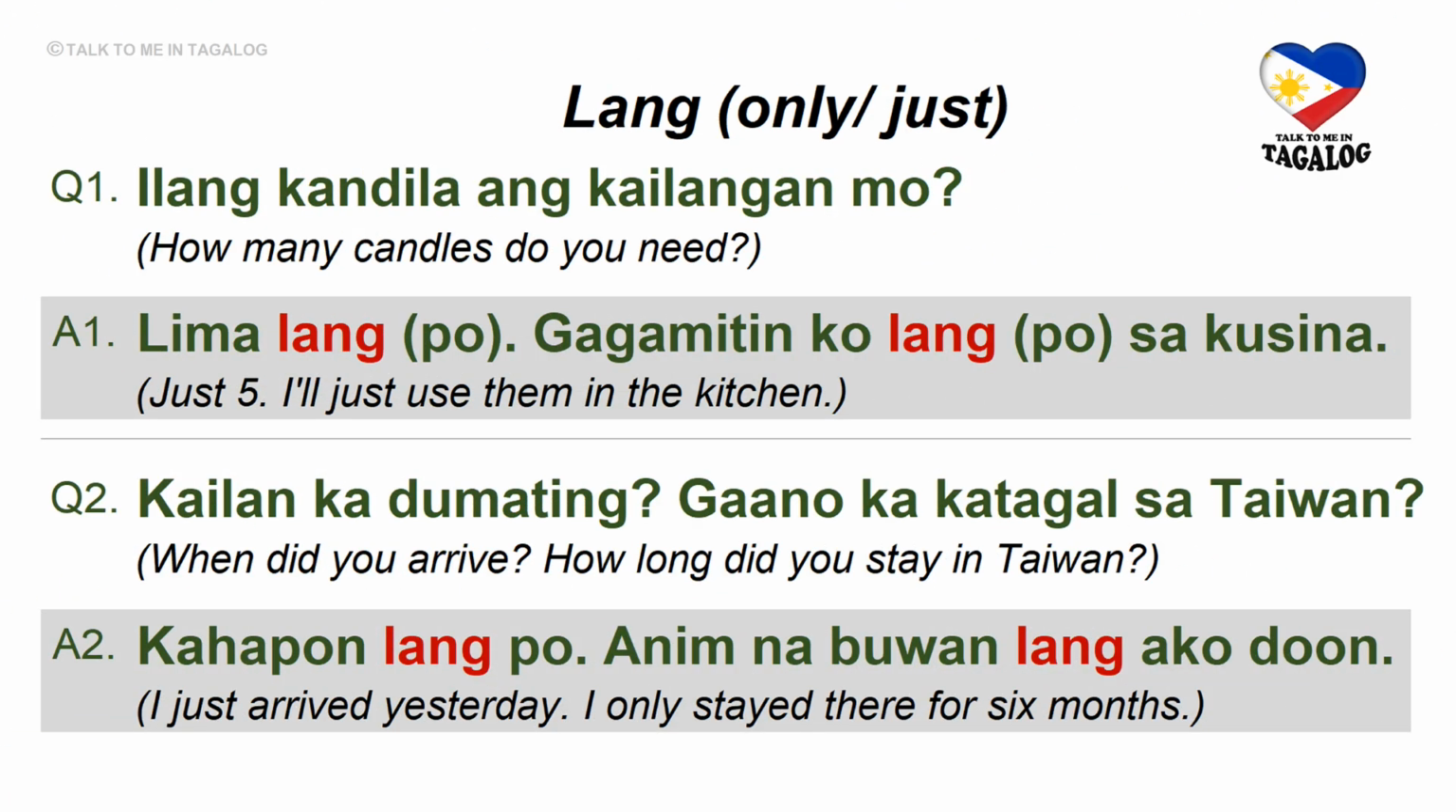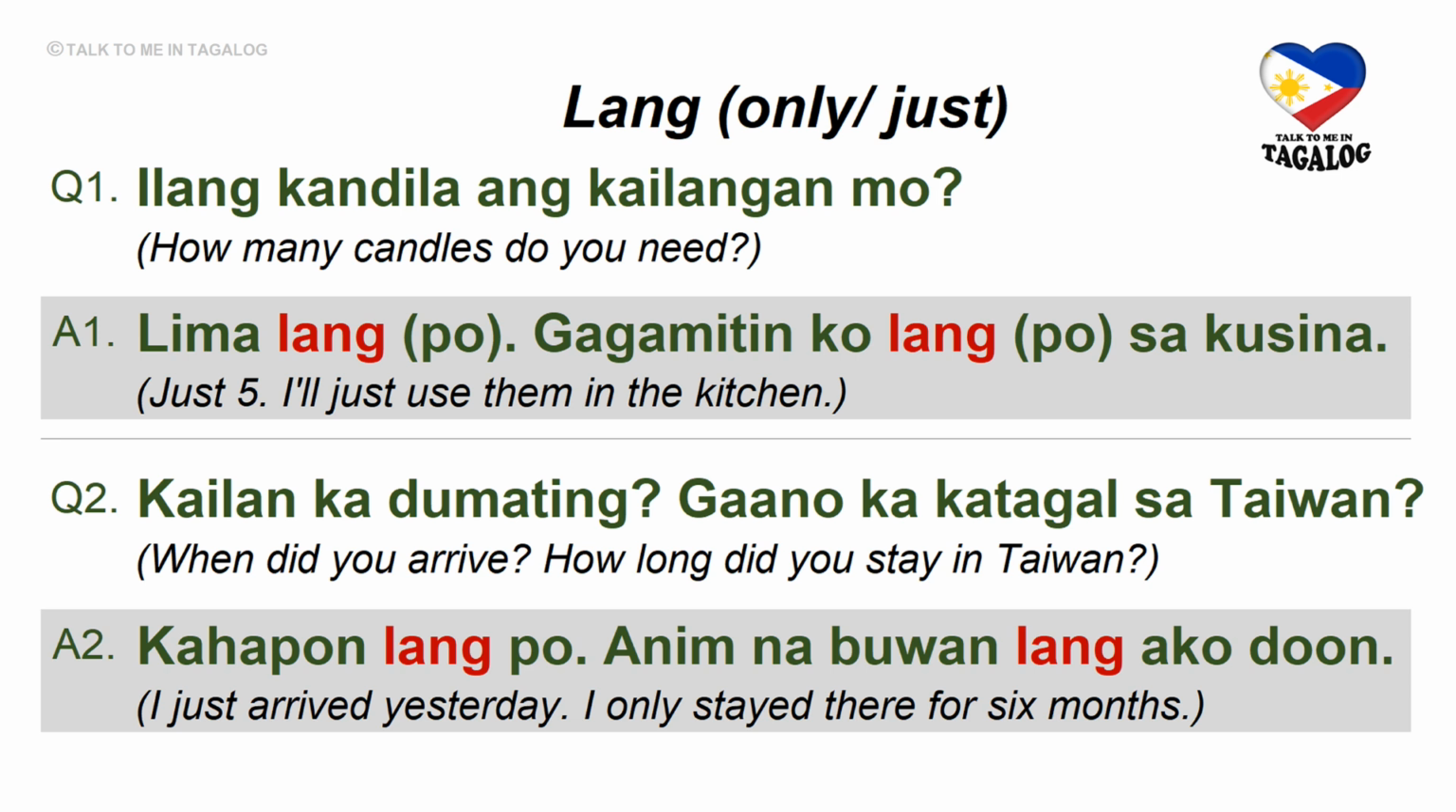Let's use lang as only and just in a sentence. Question 1. Ilang kandila ang kailangan mo? Ilan is how many? Kandila is candle. Kailangan means need and mo is you. Ilang kandila ang kailangan mo? How many candles do you need?